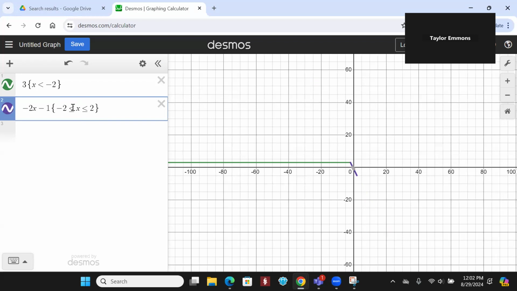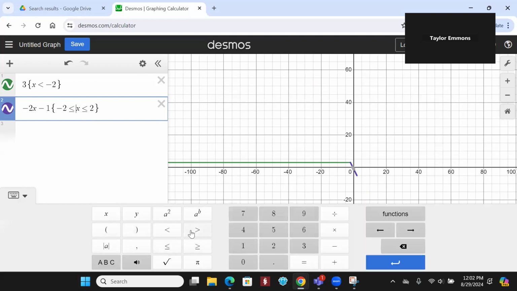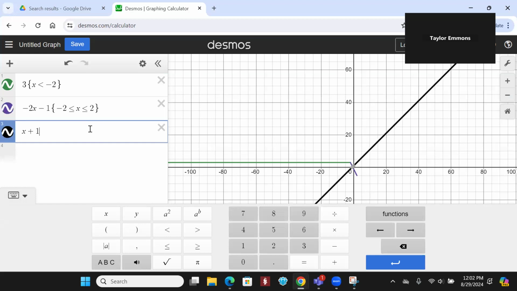If you don't know how to do these inequalities, you can come down here to the keyboard and you can just hit them here. Otherwise, if you know how to type it in the other way, that's okay too. Okay. And then the last one, x plus 1, squirrely bracket, x is greater than 2.